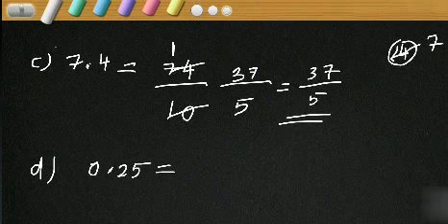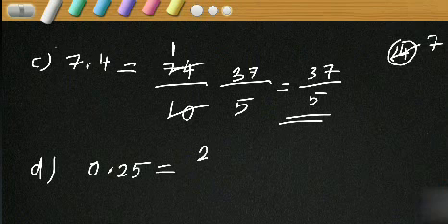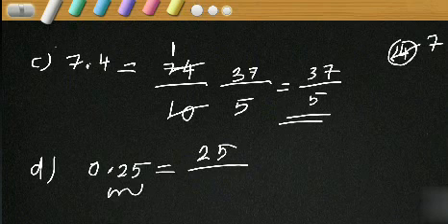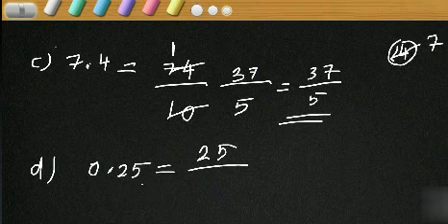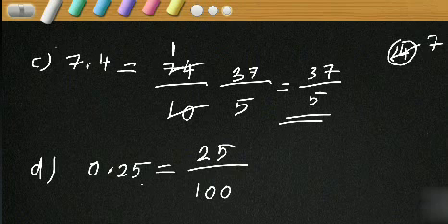0.25. So what is the first step? Remove the decimal point and write the given number. That is the first step. So the given number becomes 25. How many decimal places are there in the given decimal number? 2 decimal places. So how many zeros should be there in the denominator? Yes, 2 zeros. So here we have to write 100 in the denominator.